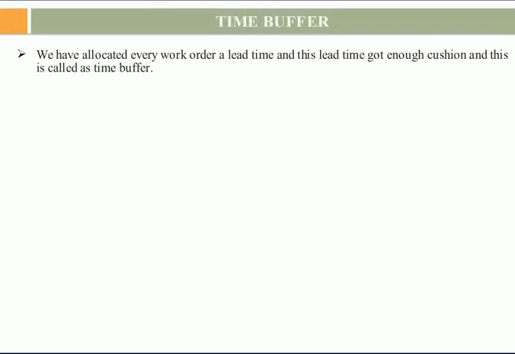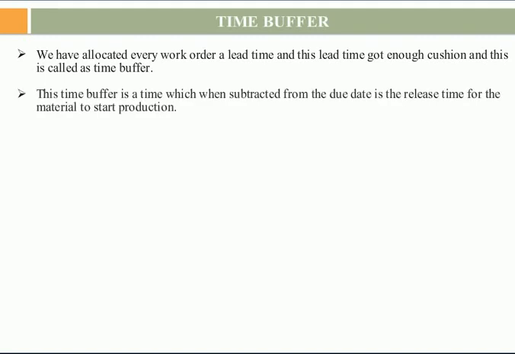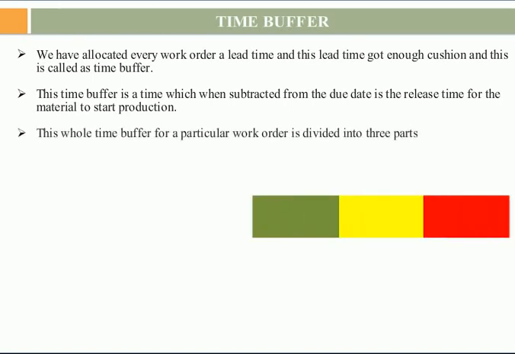Now let's come back to the priority system. We have allocated every work order a lead time, and this lead time has enough cushion, and this is what we call the time buffer. This time buffer is nothing but a time which, when subtracted from the due date, is the release time for the material to start production on.